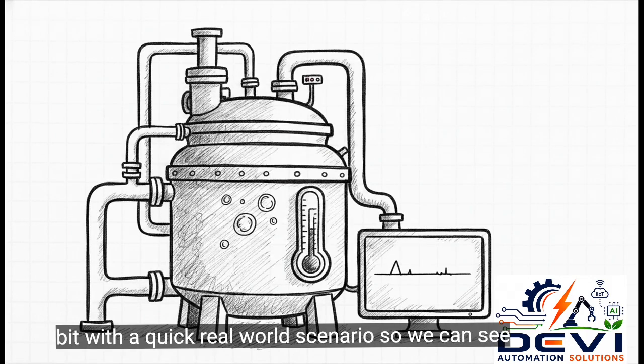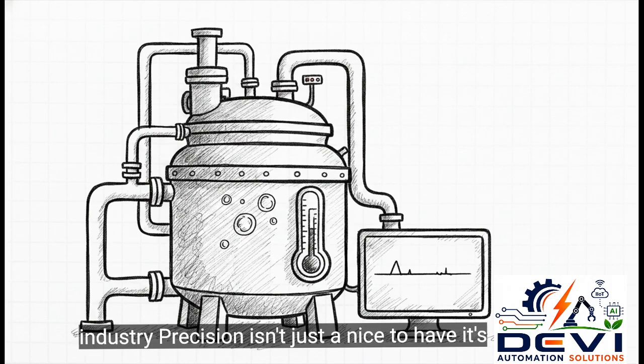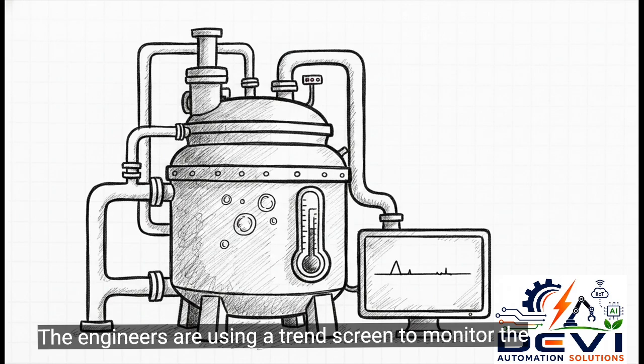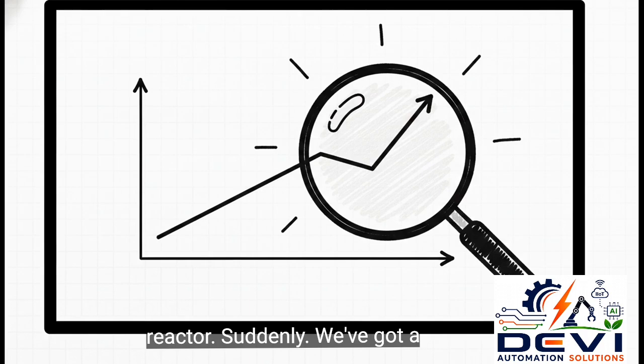Let's ground this a bit with a quick, real-world scenario so we can see just how high the stakes can be. Set the scene with me. We are inside a complex pharmaceutical manufacturing plant. In this industry, precision isn't just a nice-to-have, it's a strict regulatory requirement. Here, the engineers are using a trend screen to monitor the highly sensitive temperature of a chemical reactor. Suddenly, we've got a conflict.